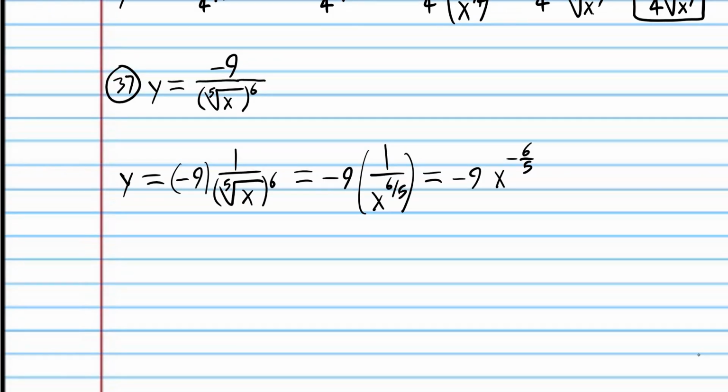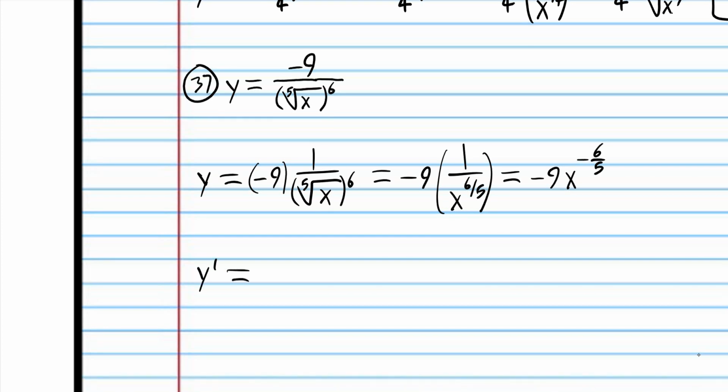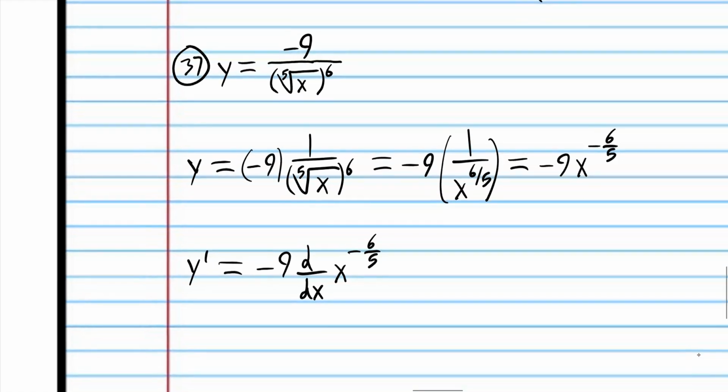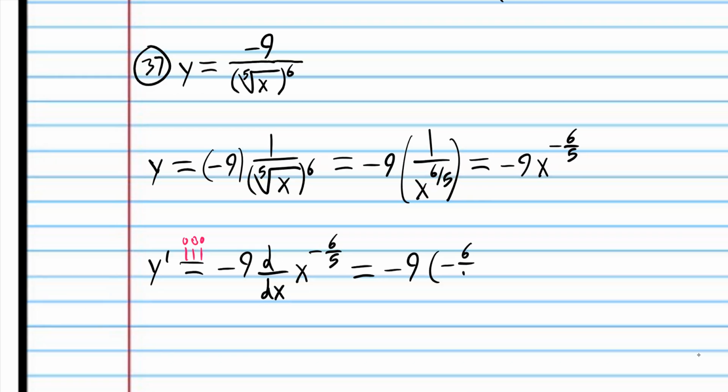And now we're ready to find the derivative. So the nature of these problems are such that it's just easier to change the form of the expression if you're looking for the derivative. So we're going to use the constant multiple rule, differentiation formula number 3. And then when we take the derivative of x to the negative 6/5, we're going to use the power rule, exponent rule number 2.